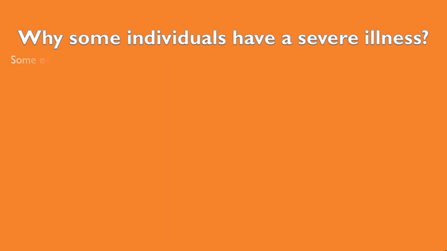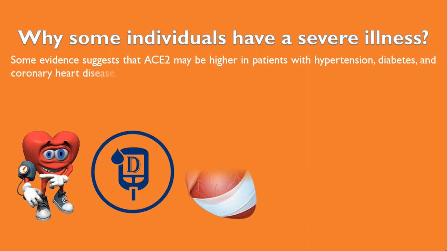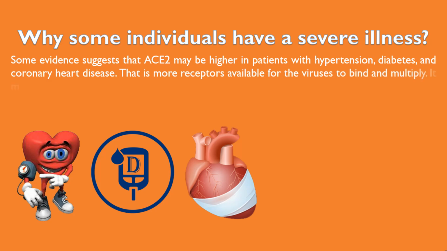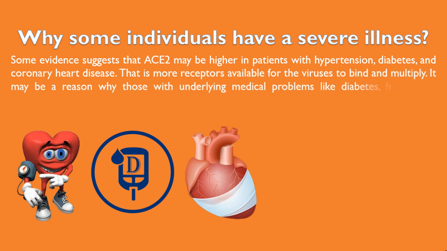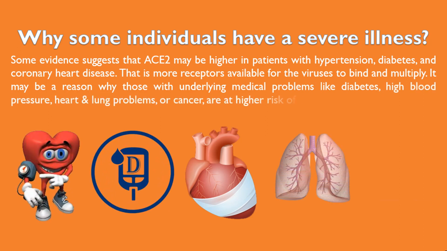Some evidence suggests that ACE2 may be higher in patients with hypertension, diabetes and coronary heart disease. That is, more receptors are available for the viruses to bind and multiply. It may be a reason why those with underlying medical problems like diabetes, high blood pressure, heart and lung problems or cancer are at higher risk of developing severe illness.